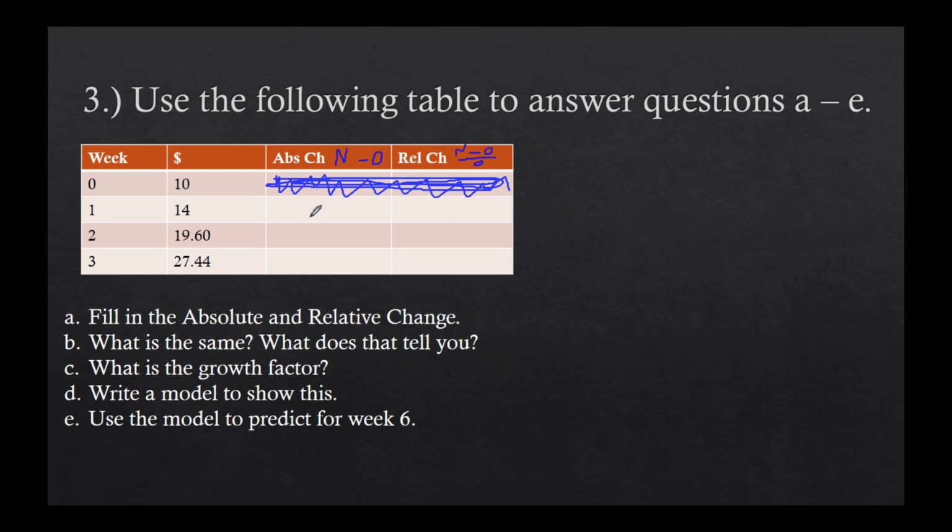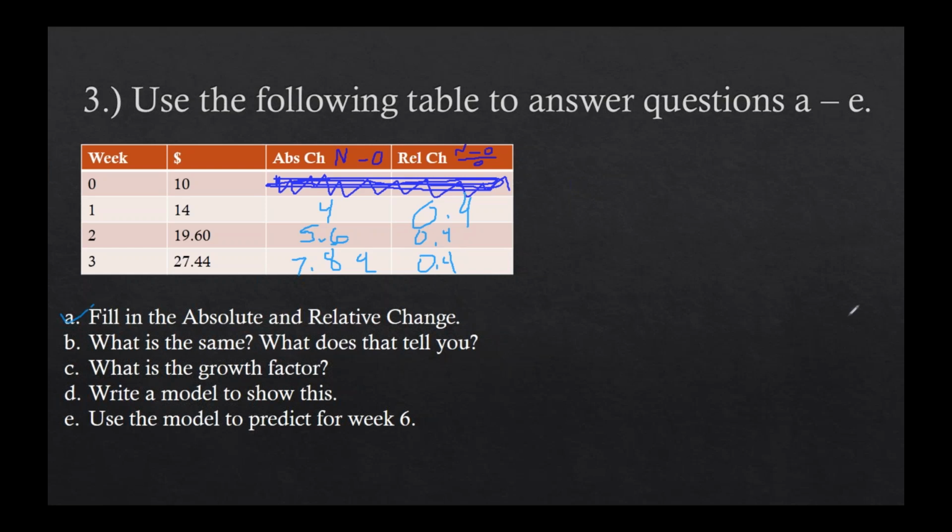All right. So what is the absolute change in week 1? Let's just run through these numbers. This is a refresher from 23-24. Yep, good. 4, what does that make the relative change? 0.4. Good. Almost didn't see that 0.4. Then we go to week 2. Absolute change for week 2: 5.6. Relative change: 0.4. Absolute for week 3: 7.84. And relative change: 0.4. Excellent. So there's part A.